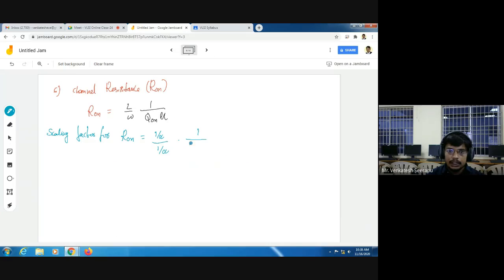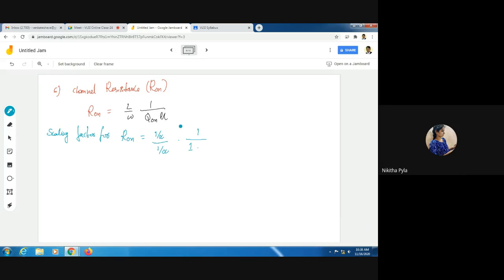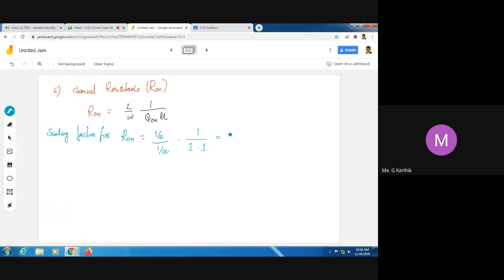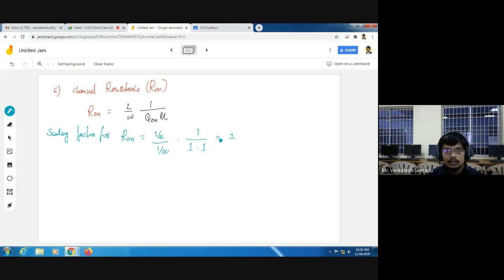And what is the scaling factor for mu? What is mu? Mobility, sir. Mobility is a constant value. For constant values, there is no scaling factor; we will take it as 1 only. So, what is the scaling factor for R on now? 1, sir. The scaling factor for channel resistance R on is also equal to 1. And the next one is gate delay.